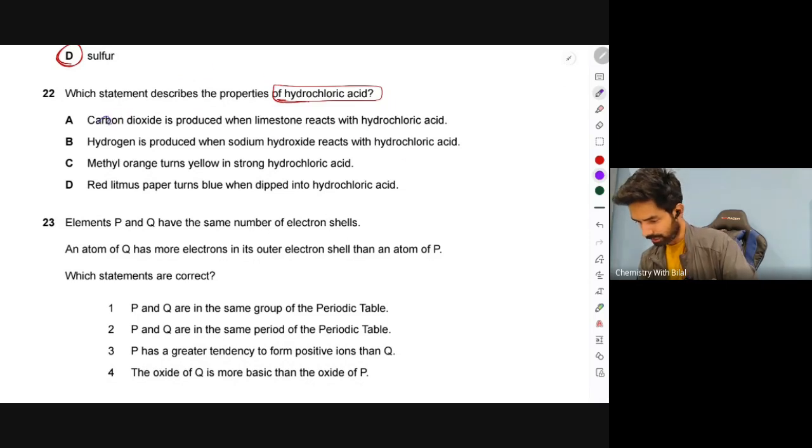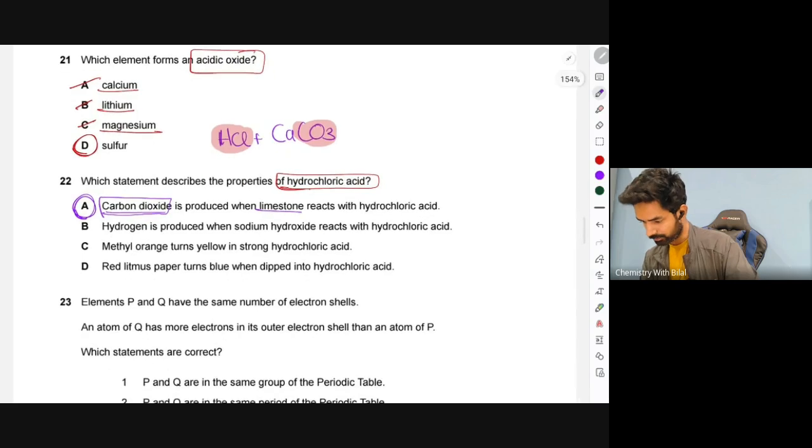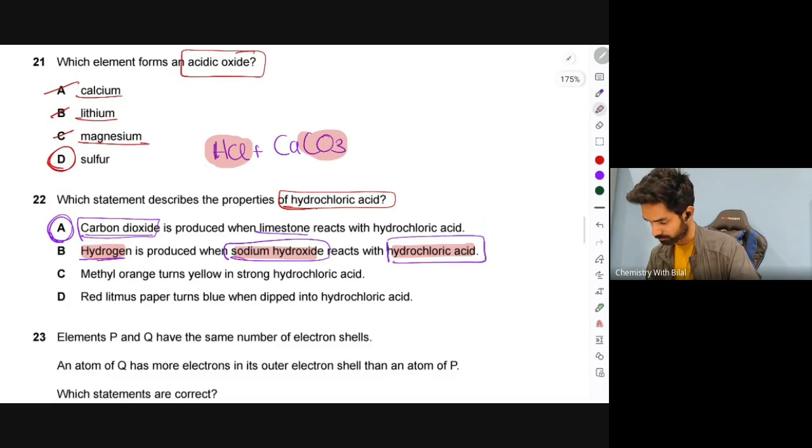Hydrochloric acid: carbon dioxide is produced when limestone is added. What is limestone? You know what is limestone? HCl hai, limestone is calcium carbonate. So we are reacting a carbonate with an acid. You will definitely get carbon dioxide gas. Correct. Hydrogen is produced when sodium hydroxide is added. मेरी बात सुनो, जब किसी भी alkali, sodium hydroxide is an alkali, reacts with acid, you get salt and water, not hydrogen. Incorrect.